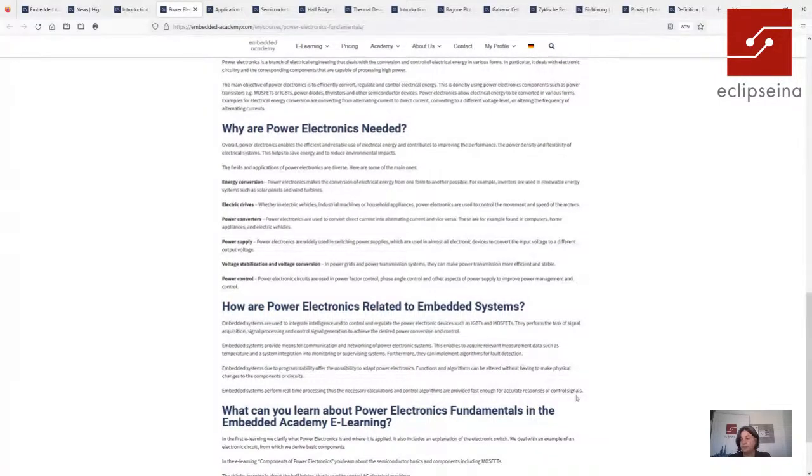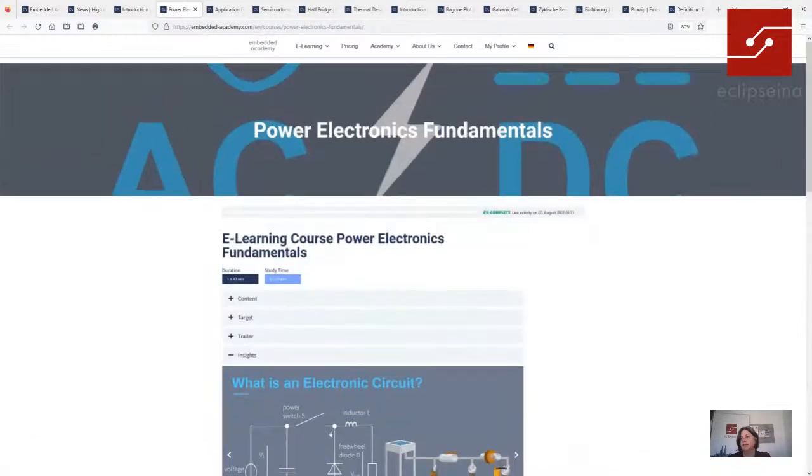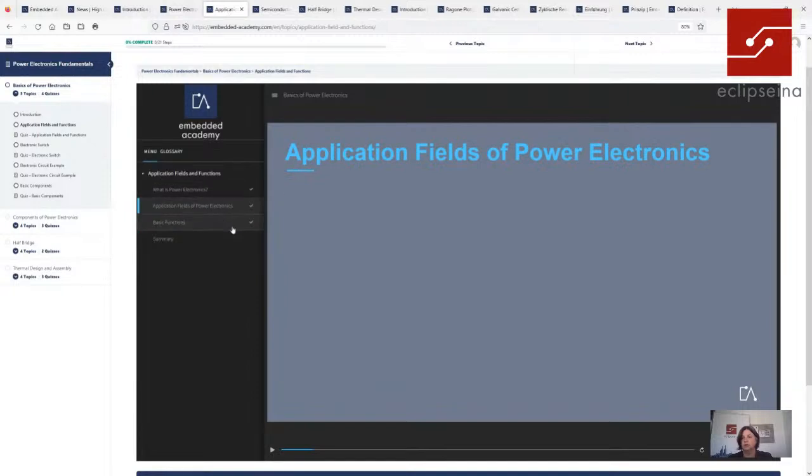And then in the last part, what you can learn from this. So this is the new course, Power Electronics Fundamentals, with 4 e-learnings. And we'll just have a short sneak peek into some of the parts. For example, here in the first part, Basics of Power Electronics, we have application fields and functions.